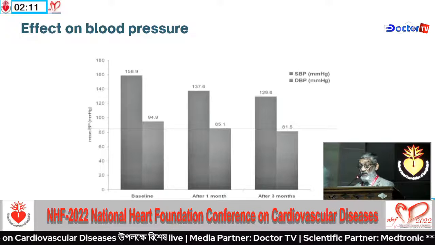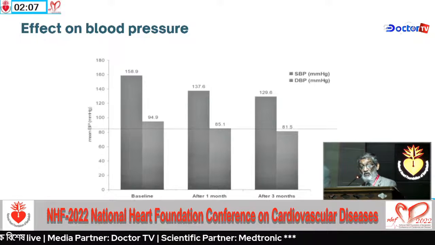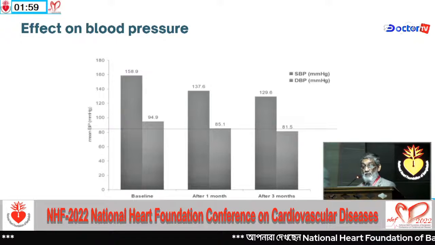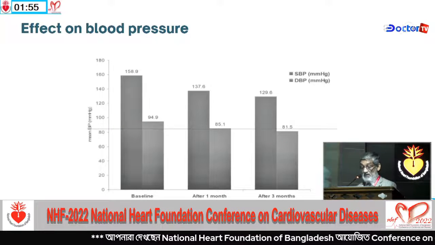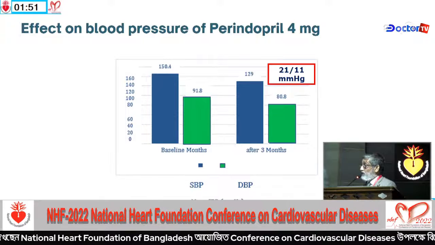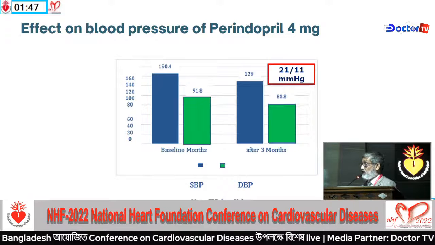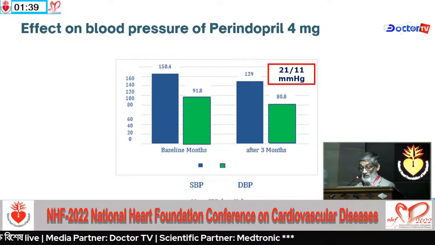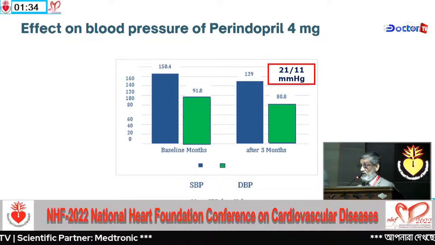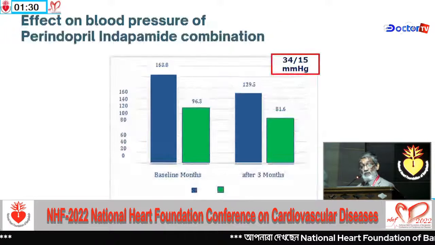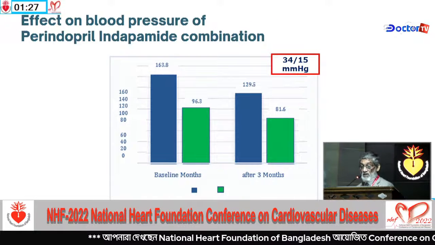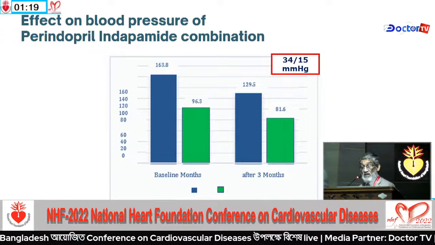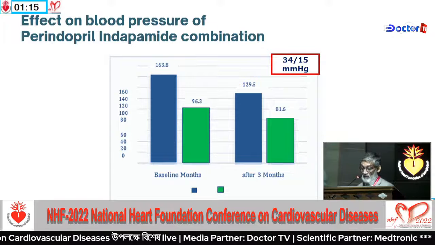And these are the main results. Overall, as you can see, the baseline blood pressure was near 160 by 95 millimeters of mercury, which came down to a mean of 138 by 85 at 1 month, and 130 by 81 at 3 months. Effect of perindopril 4 milligram alone on the control of blood pressure: as you can see, there was a mean 21 millimeter systolic blood pressure reduction and 11 millimeter diastolic reduction in those who were treated with perindopril only during the entire three-month trial period. And the effect of the perindopril indapamide combination was greater, as expected: 34 millimeters of systolic blood pressure reduction and 15 millimeters of diastolic reduction at the end of 3 months of treatment.